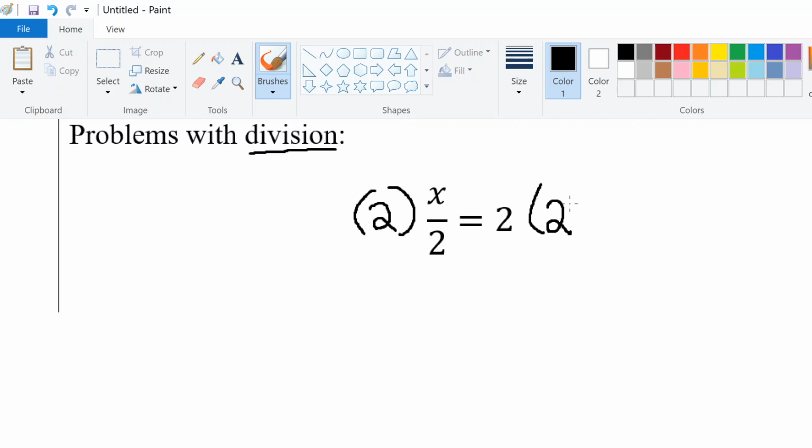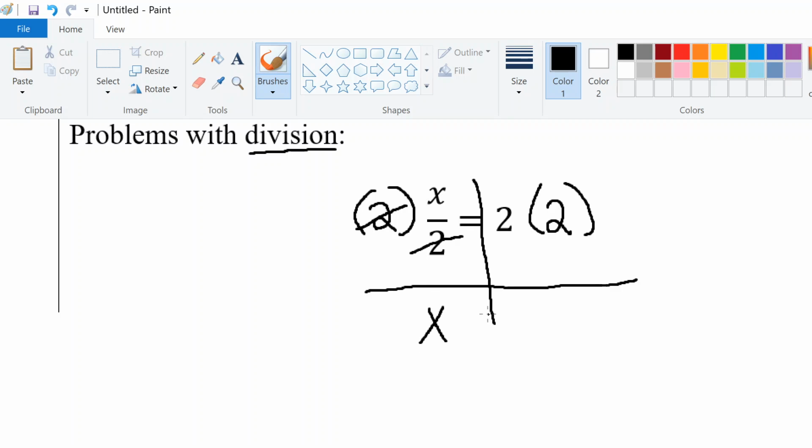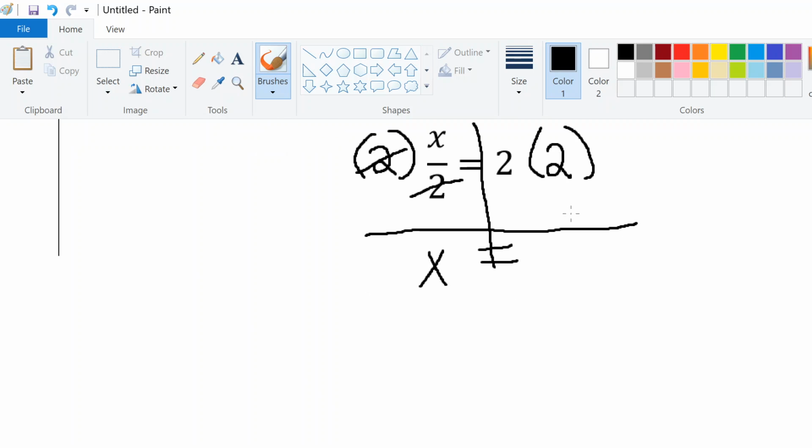Now, this is a very important step, so you really need to listen here, okay? When I do that, the bottom, my denominator, is 2 and my top is 2. So those two are going to cancel out. I'm going to rewrite my x down here. Then when I do 2 times 2, I get out 4, okay? That means 4 is my answer.